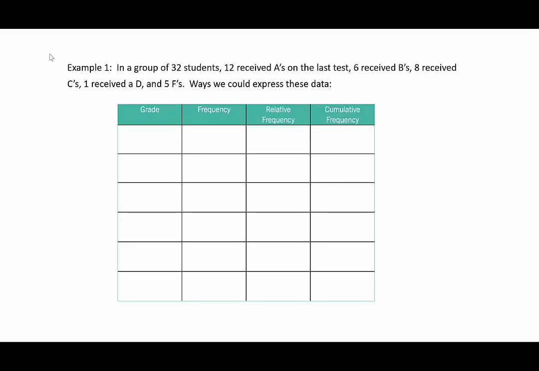So in our first example, we have a group of 32 students. And of these 32 students, 12 received A's, 6 B's, 8 C's, 1 D, and 5 F's. We could express the data using all three of these ways.